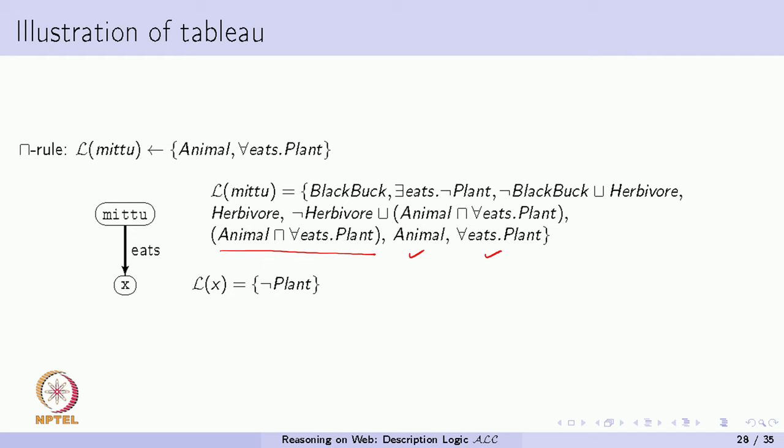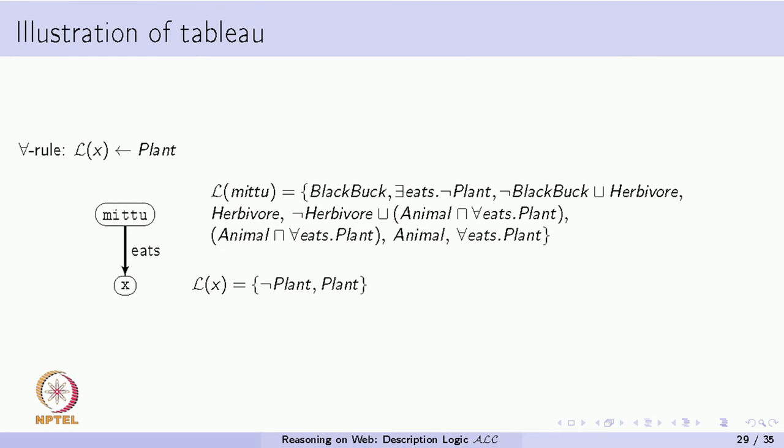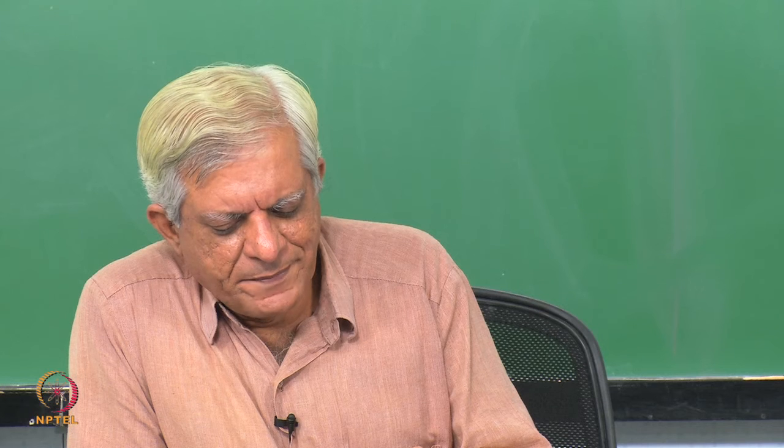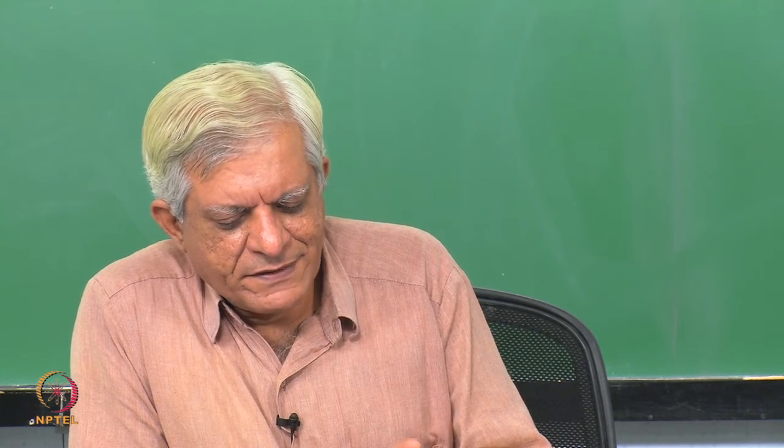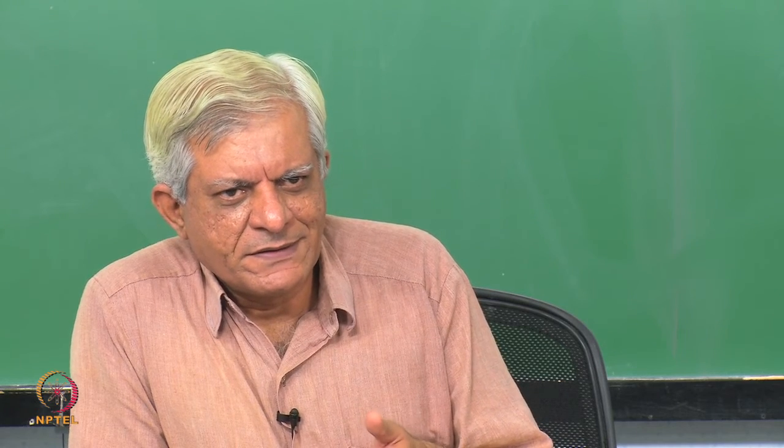Having done that, we have a statement that everything that mid2 eats is a plant, which means that if there is any edge going out of mid2 which is labeled eats, then whatever is at the end of that edge, the node, you must label that with plant as well. So, that is the universal rule that we apply. So, we add the label plant to x, which is what mid2 is eating, and then we find that the label for what mid2 is eating is not plant and plant, which is a contradiction. So, even this branch is closed.